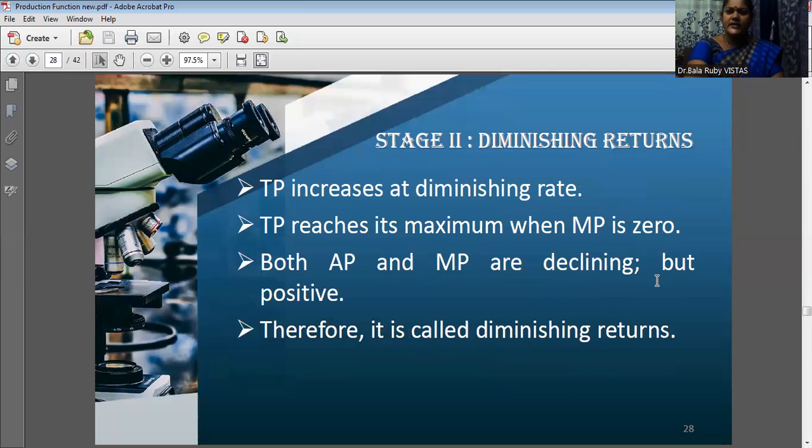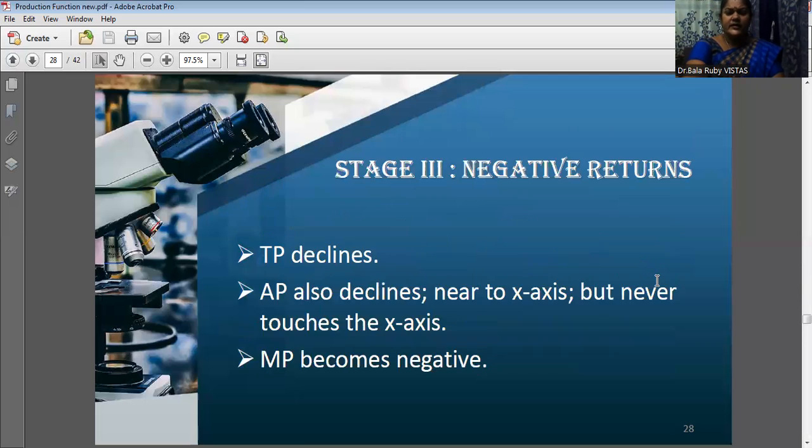Then come to the second stage. This stage is known as diminishing returns. In this stage, total production increases at diminishing rate. Total production reaches maximum point when marginal production is 0. And if you see this average production as well as marginal production, both are declining, but they are positive. Therefore, it is known as diminishing returns. Both the average production and marginal production curves are decreasing. This is the reason why we say this second stage is diminishing returns.